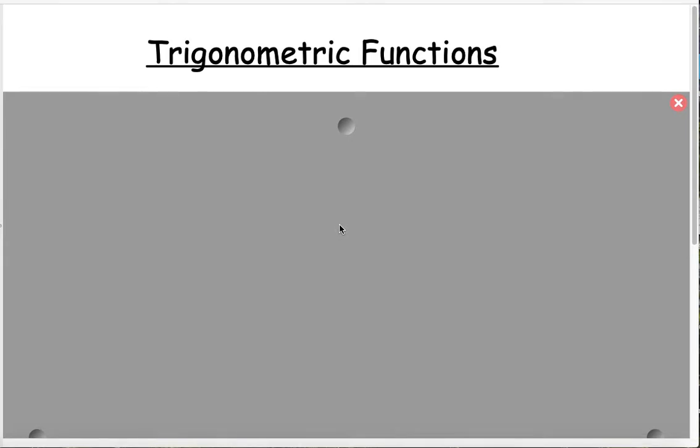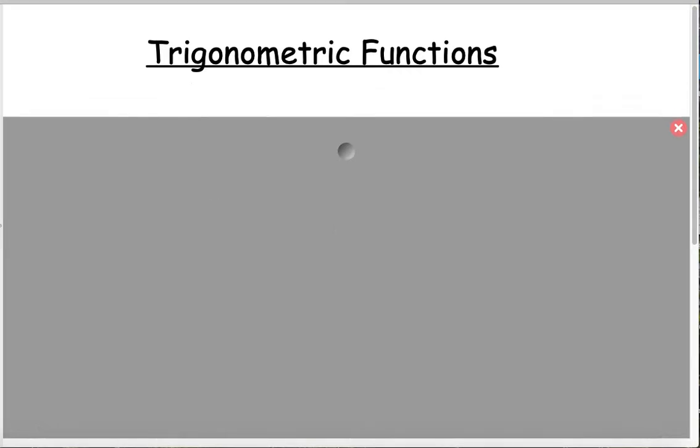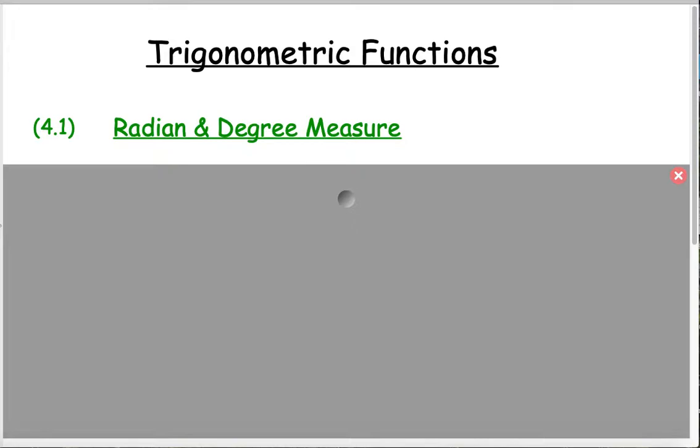This new unit we're going to start is called trigonometric functions. And so we're going to start with looking at angles. And we need to talk about the measure of angles and the units of measure called radians and degrees.